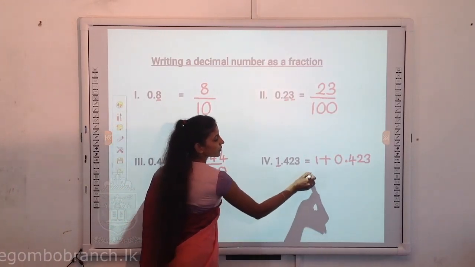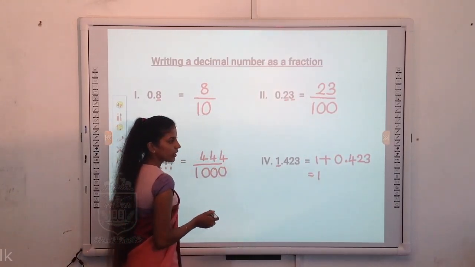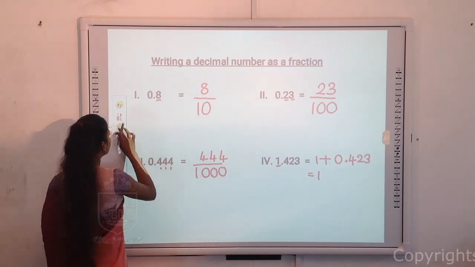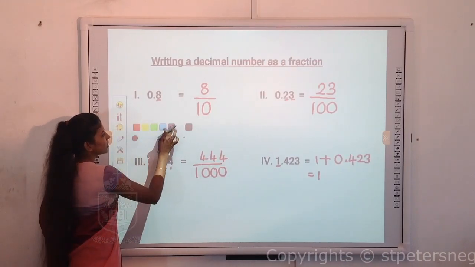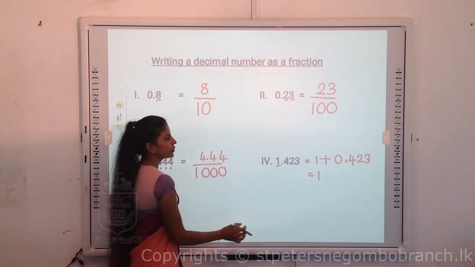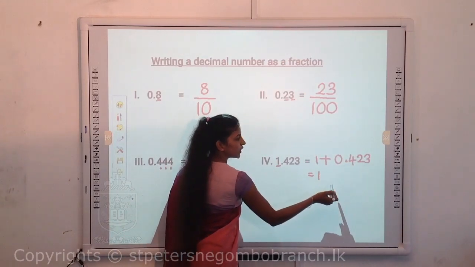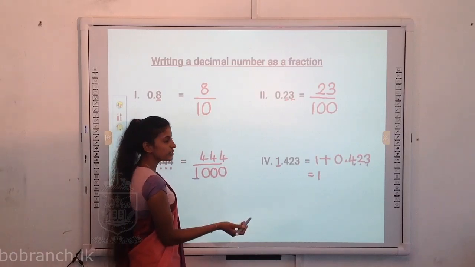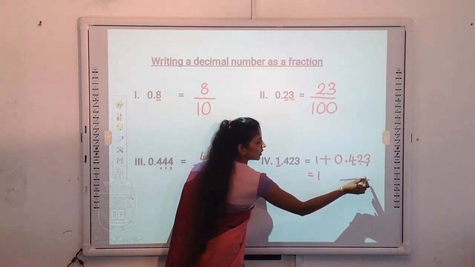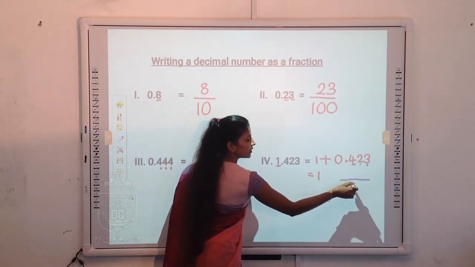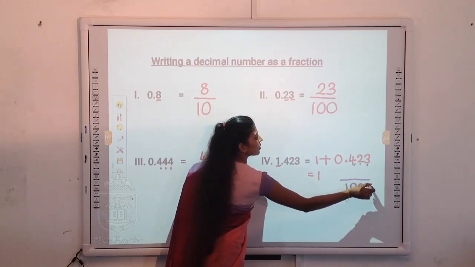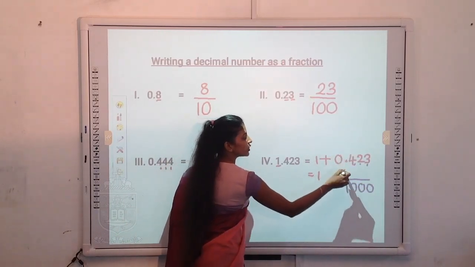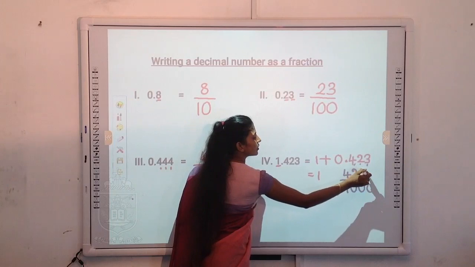After that, take one down, and next thing is we are going to convert the decimal part into a fraction. We are going to convert this decimal part into a fraction. Where you have 3 decimal places. That means 3 zeros, 3 decimal places, 3 zeros, and in the numerator you will have 423.